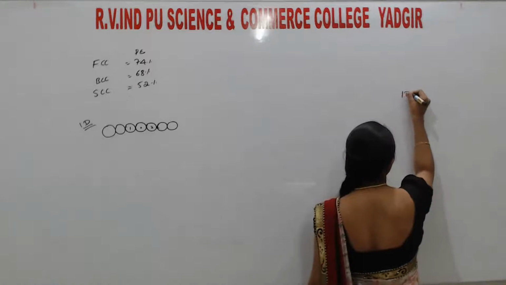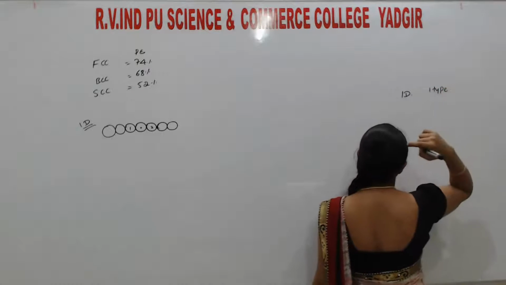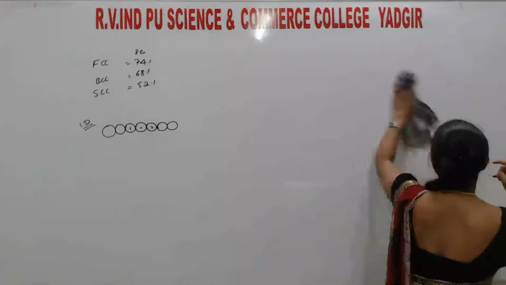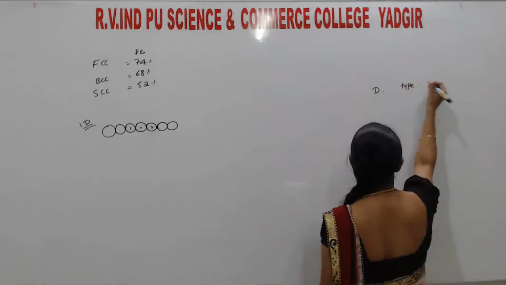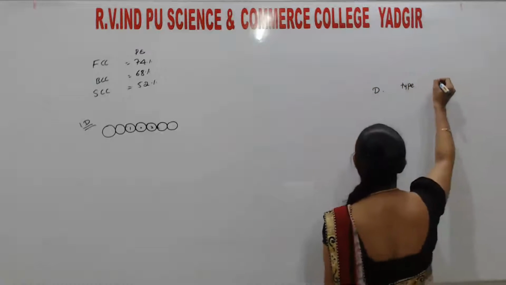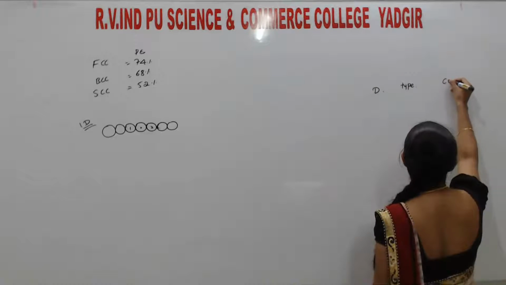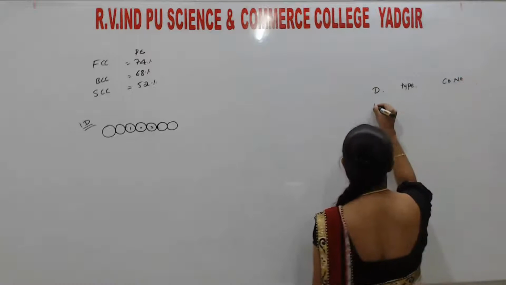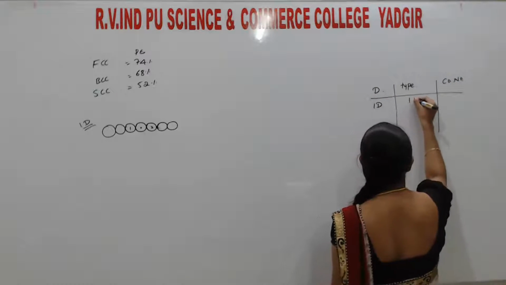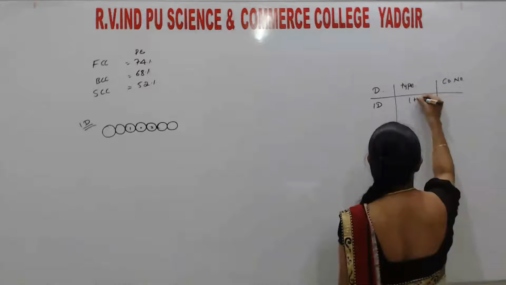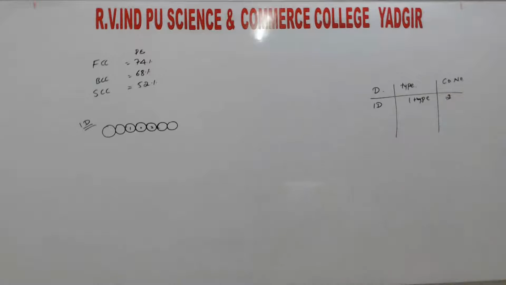Here I write. In one dimensional structure, only one type is there. Dimension, type, and the next one is coordination number. So one dimension, one type, coordination number is 2. Okay?